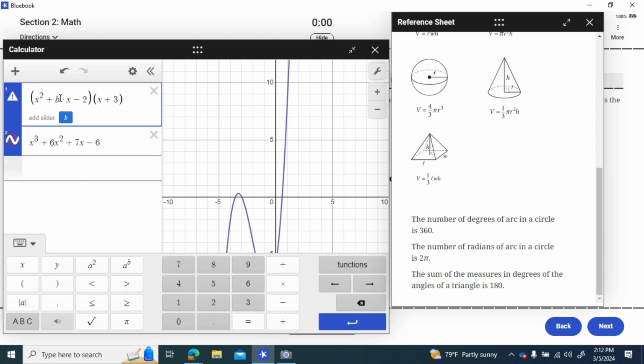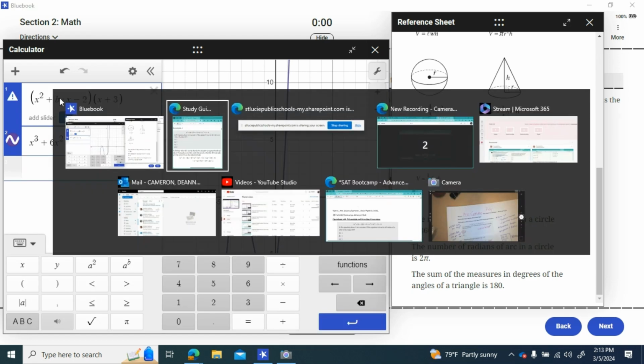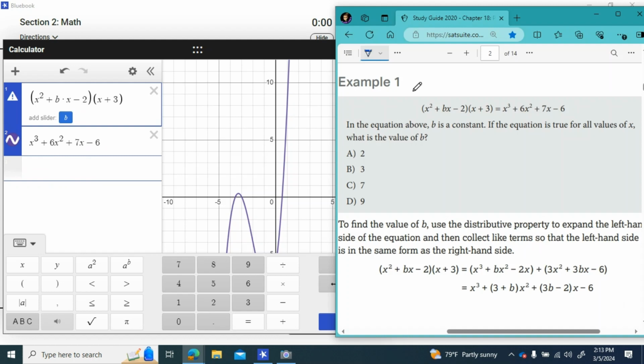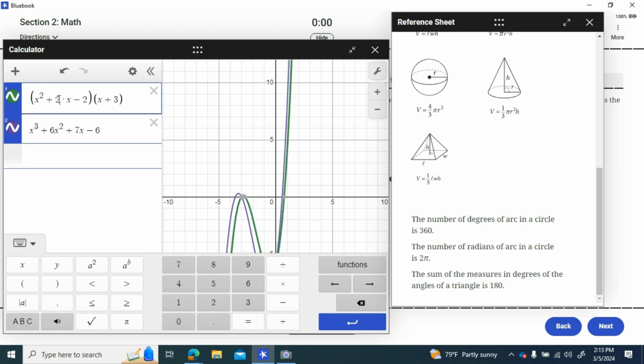I'm going to look at option A on the practice test, and it says 2. If b was equal to 2, then it would be 2 times x right here. That puts my graph pretty close to my purple graph, but not exactly on it. I'm going to leave everything here. I'm not backing anything out because this is SAT, it's a timed test. And I'm going to switch it over to the 3.